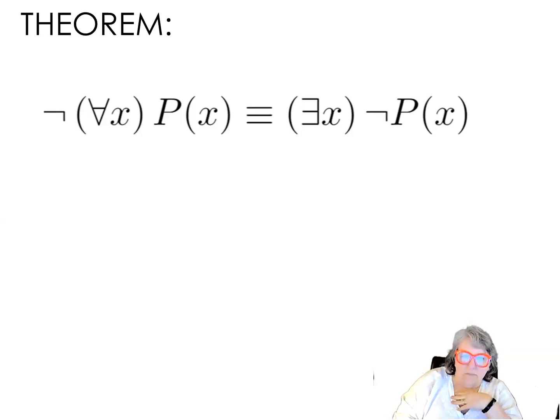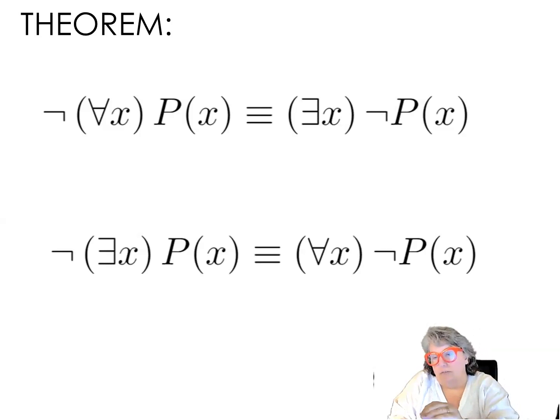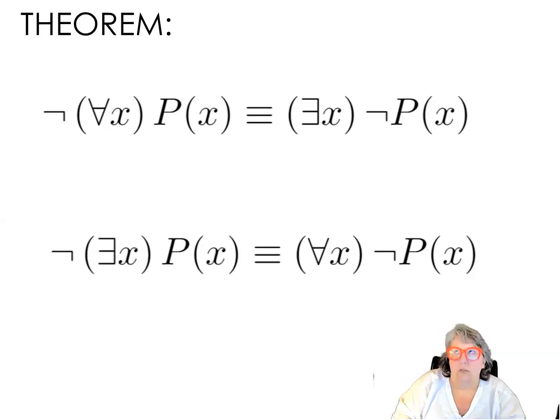Similarly, if you want to negate there exists: there exists someone in our class that's 100 years old. Well, that's not true. That means for everybody in our class, it's not true that they are 100 years old. I'm getting tongue-tied.